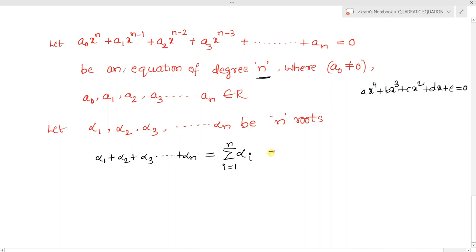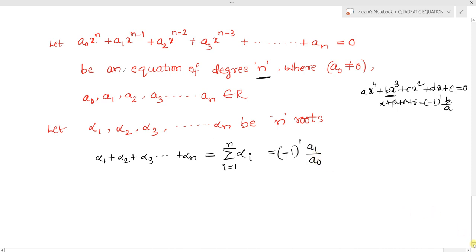So how do we obtain the sum of the roots? Just before, that means alpha plus beta plus gamma plus delta, we wrote this as minus 1 power 1 into the x power n minus 1 coefficient by the x power n coefficient, that means b by a. Similarly, we can write this as minus 1 power 1 into a1 by a naught.